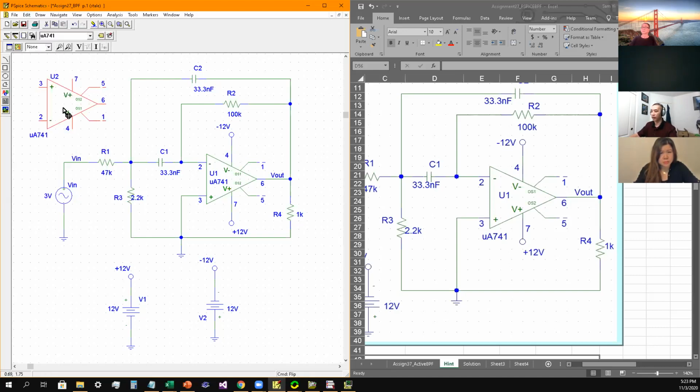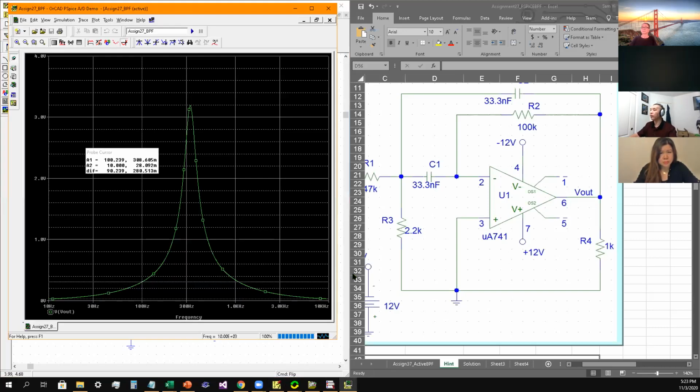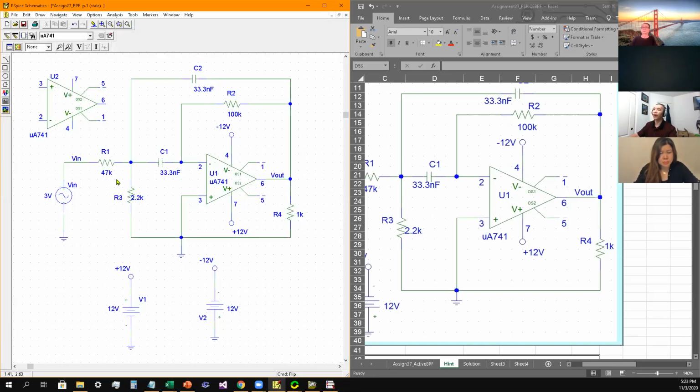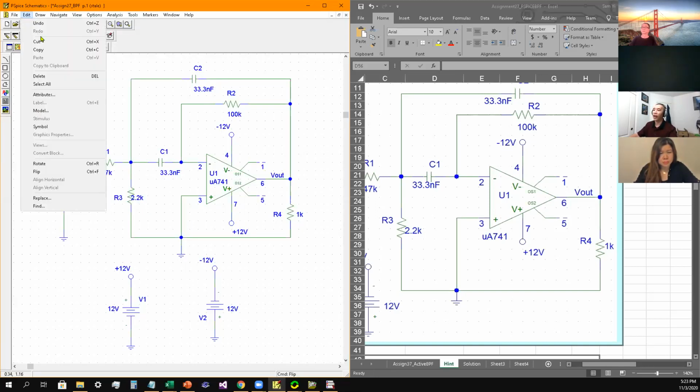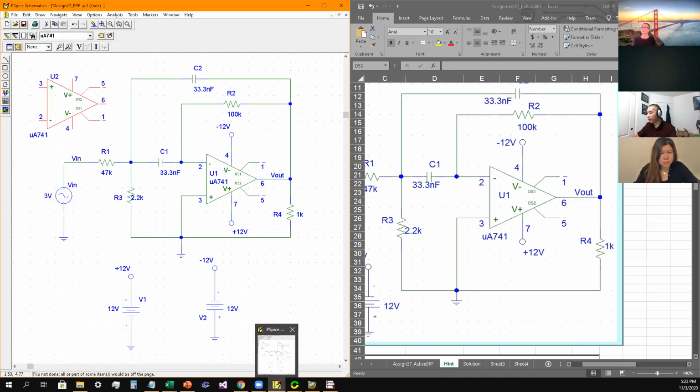Looks like it still has the schematic running, so I have to close that one first. Come back in here, Edit, and then Flip. Let me see why it's giving me this. I guess it's because it has the same one. Let me delete that one for now. Let me delete all these wires so I can do that one more time.